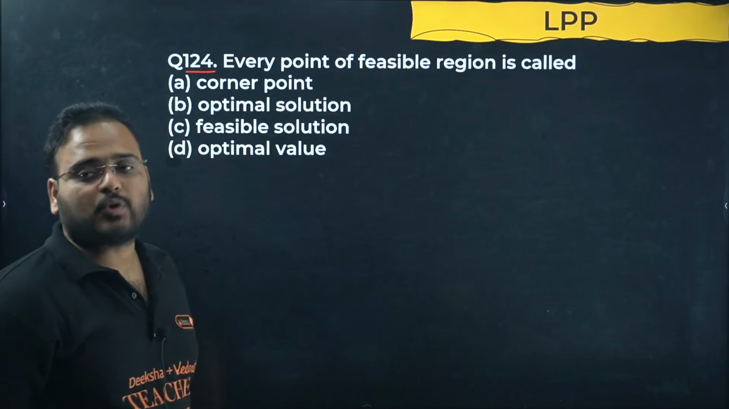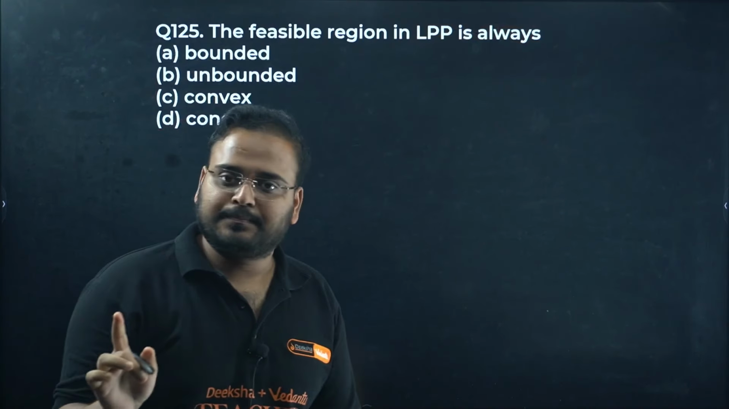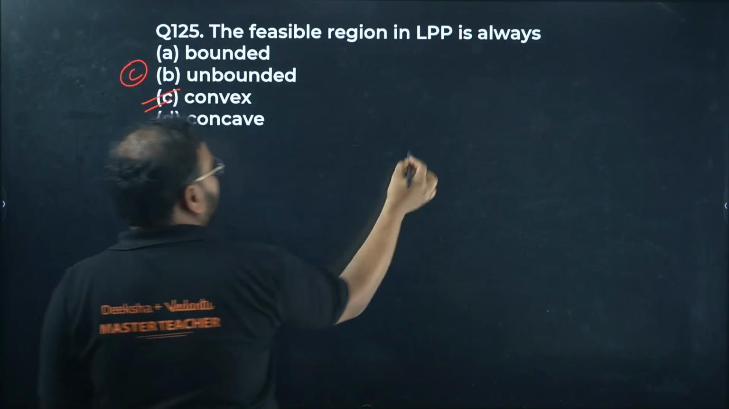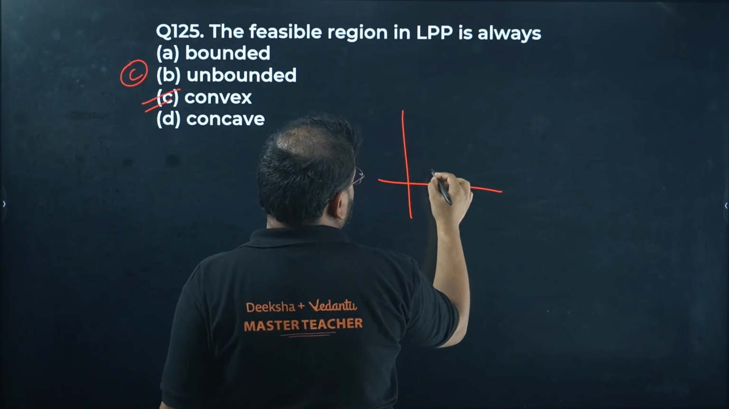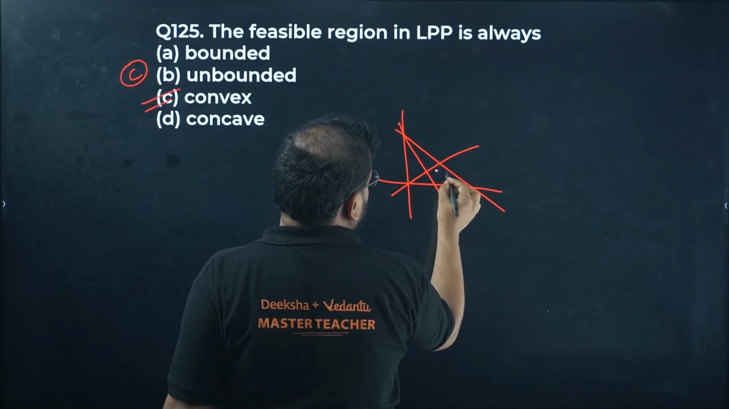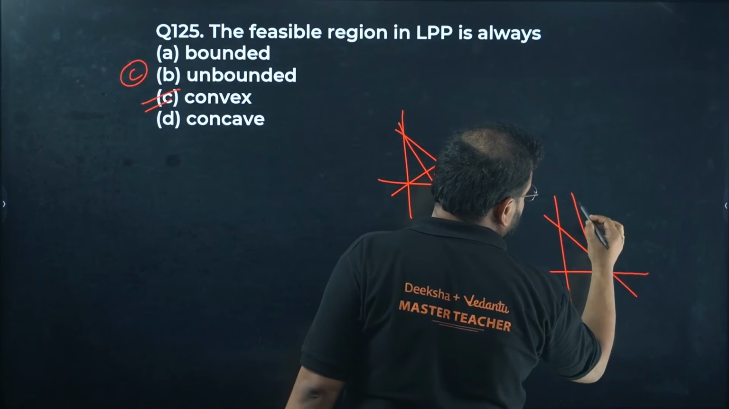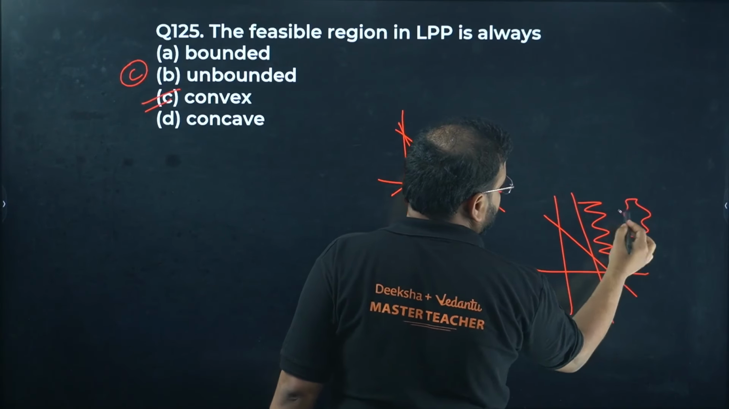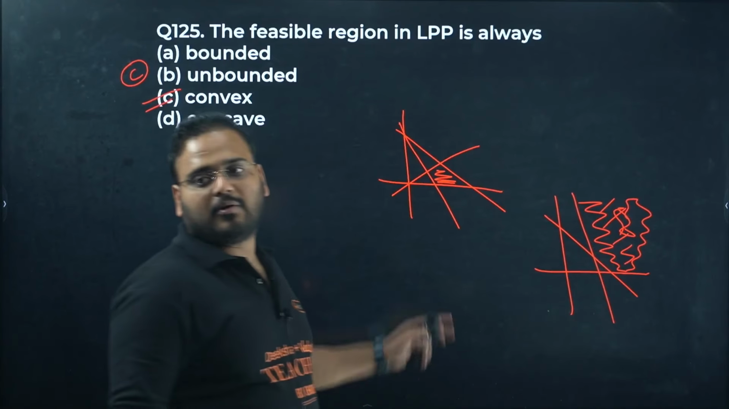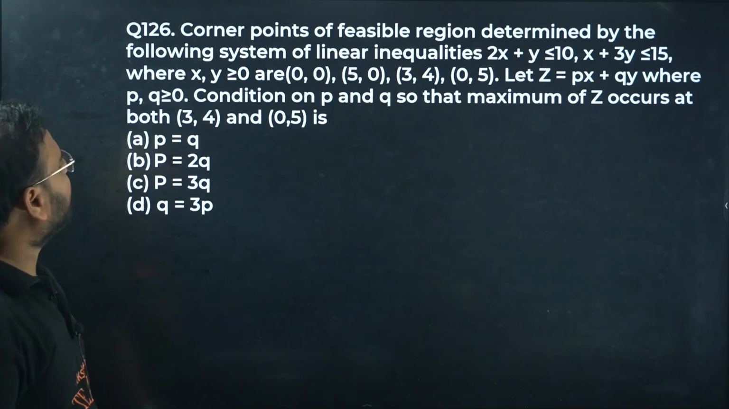Every point of the feasible region is called a feasible solution. Straightforward answers in these LPP questions. Feasible region in an LPP is always convex, because it can be either bounded like this, or let's say we have something like that. So it can be either bounded like this or it can be convex like this. It can be this region. Okay, so convex like this, correct, no? Or bounded like this, your choice. Answer is convex.